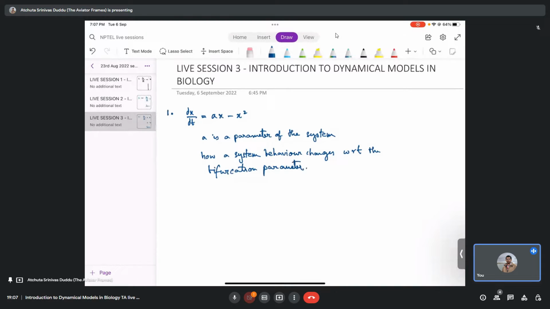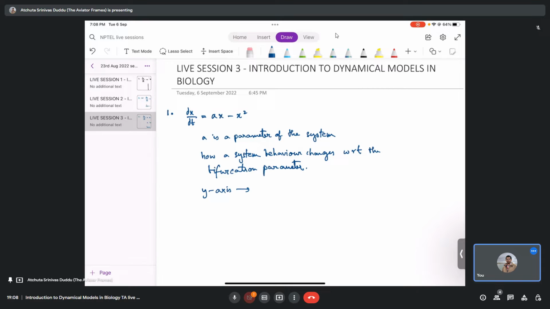So here, since a is our bifurcation parameter, the y-axis would be how the system behavior changes. In our case, it's only a one variable system, so we have x on the y-axis. Suppose it was a system of ordinary differential equations, that is, we have dx/dt = f(x, y) and dy/dt = g(x, y). Then it would be a two variable system, right?